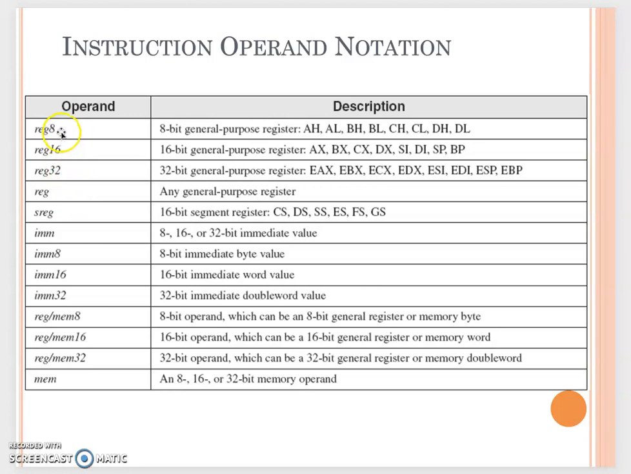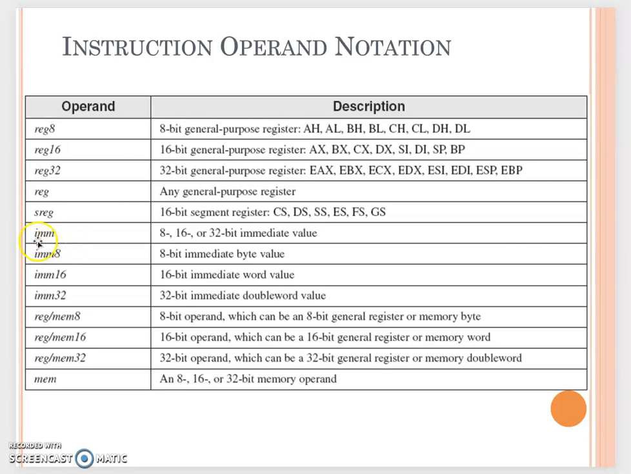So that's if the operand is written like that. If they only show reg, it can be any general purpose register. But if they say reg 32, that's only for the 4 byte. The same thing, reg 8 will be the 1 byte. Then the same thing here, if you see the syntax written IMM, that means immediate value.